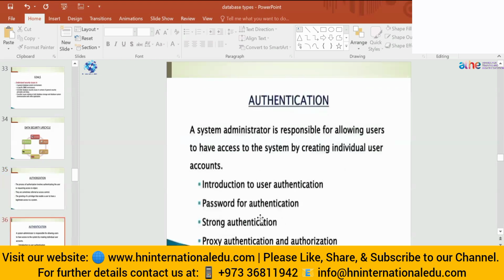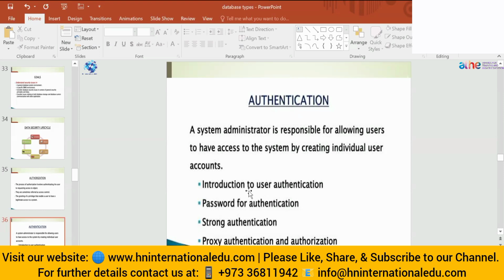And then we have the other term, authentication. A system administrator is responsible for allowing users to have access to the system by creating individual user accounts. If we have to enter the system, we must authenticate ourselves and prove our identity, that we are authenticated users of the system. For example, to log in to the system of our office, we must enter the password that is allowed by the network administrator or the owner. So we must prove our identity.